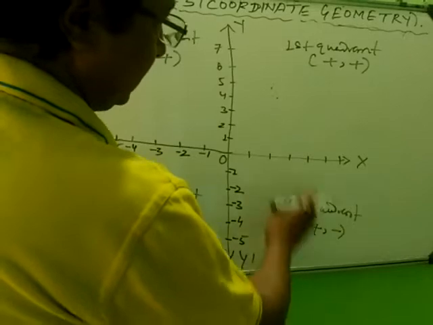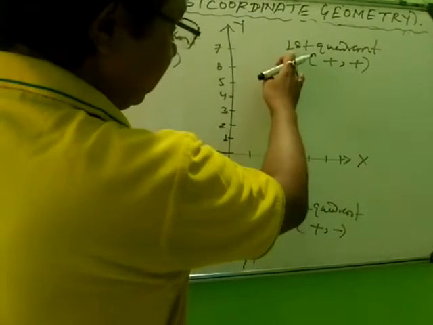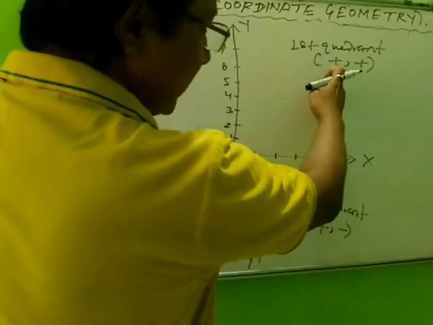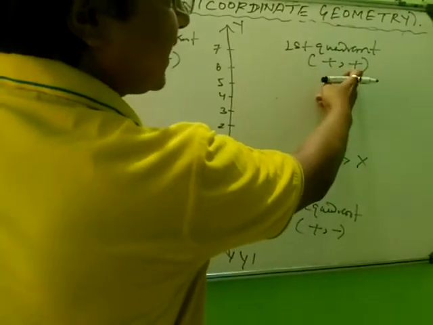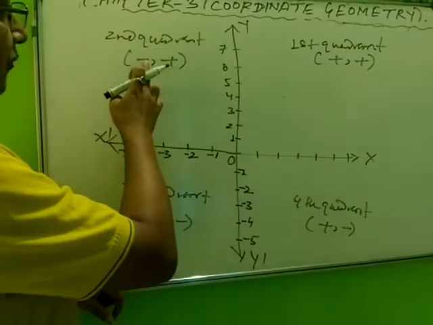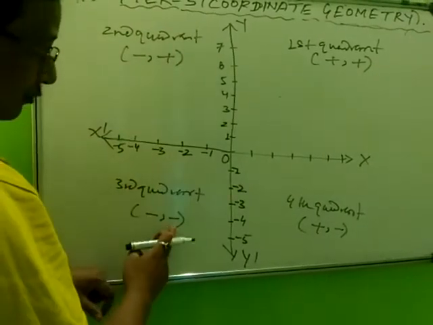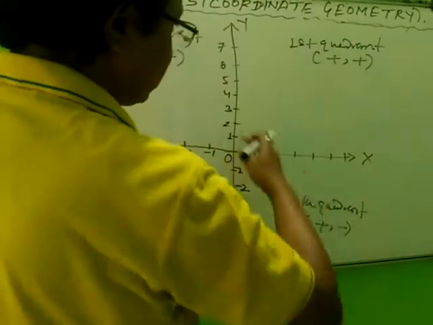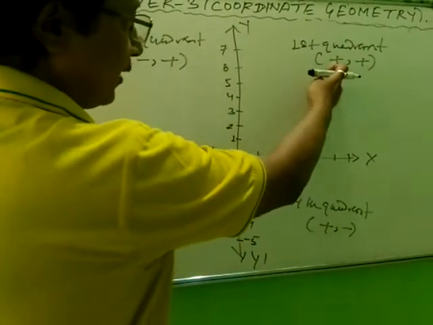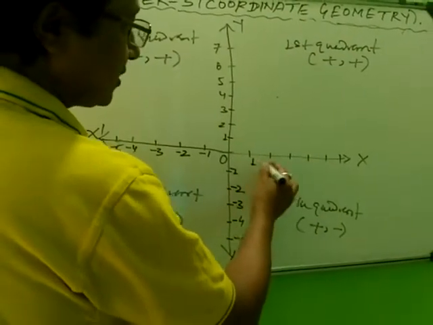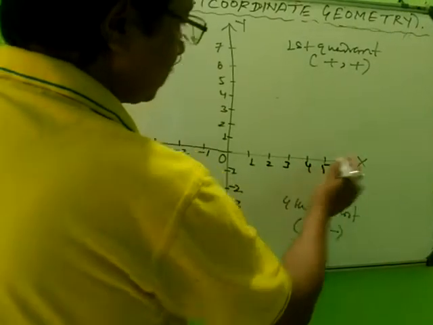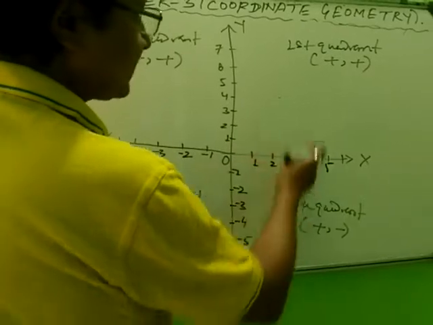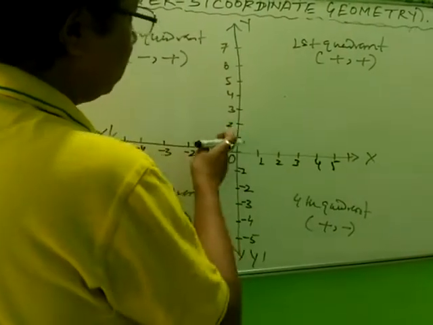Now, in the first quadrant, the coordinates are, the first sign will be for the x and the second sign will be for the y. Similarly for x and y, x and y, x and y. Now, let us see how it is classified. In this quadrant, the first is the x coordinate, so these are all positive numbers. It is to the right of the origin, positive. So x is plus, y is also plus.